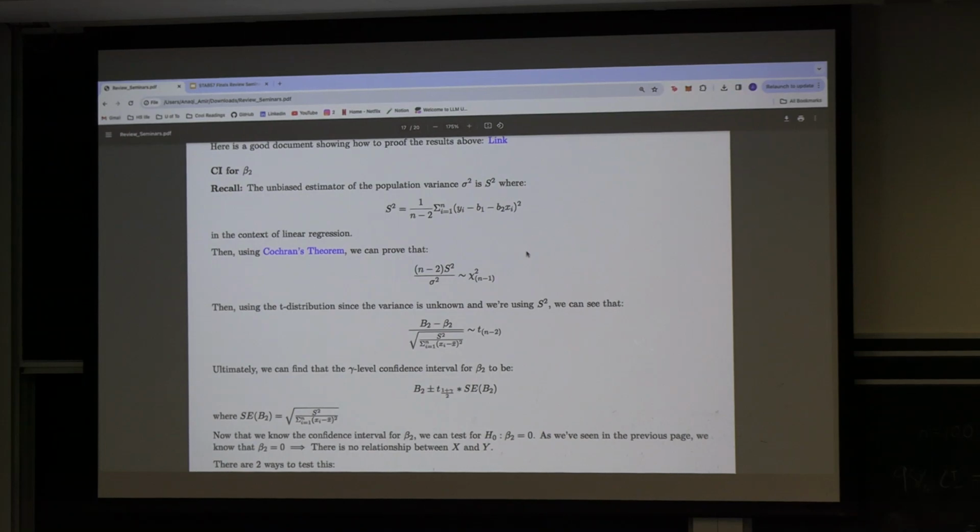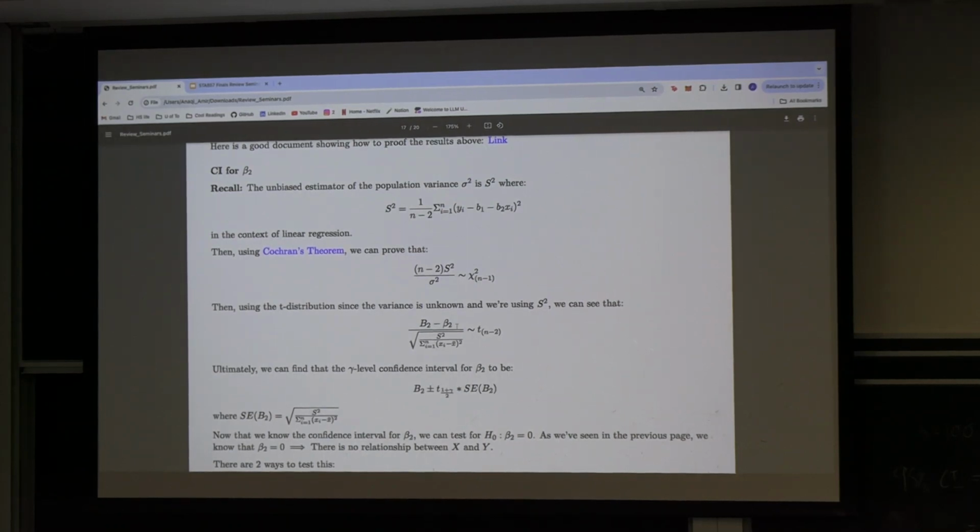So now we can look at the confidence interval, not credible, but confidence interval for beta 2. The reason we're more interested in beta 2 is because it's the slope as opposed to beta 1, which is just the intercept. Just recall that the unbiased estimator for a population variance is the sample variance, with this formula right here in the context of regression. So instead of x minus x bar as for other purposes, we actually use the deviation that we've discussed before.